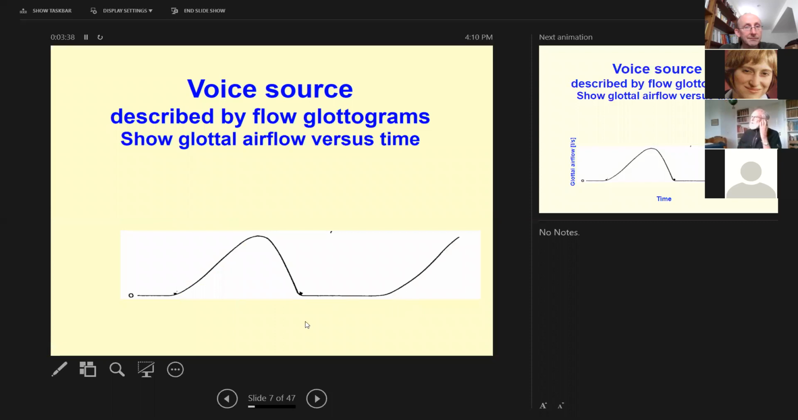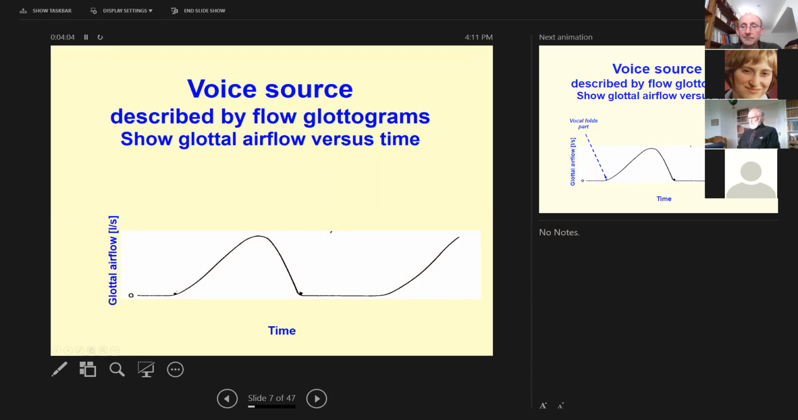Now, a voice source can be described in flow glottograms, and they show glottal airflow versus time. So here we have time, and here we have airflow. And you could see that the airflow is 0 for a while, and then it rises to a peak, and then it goes down to 0 again in typical phonation.